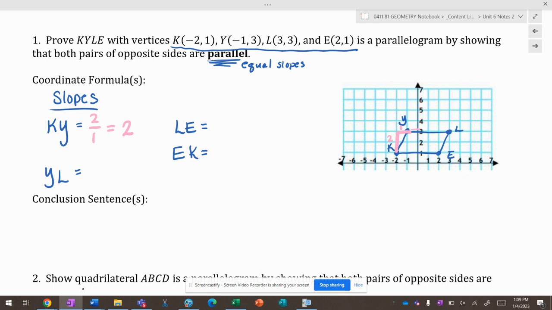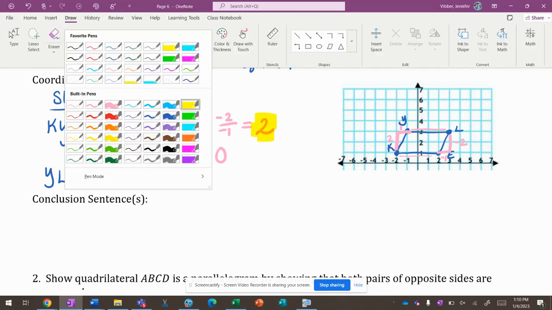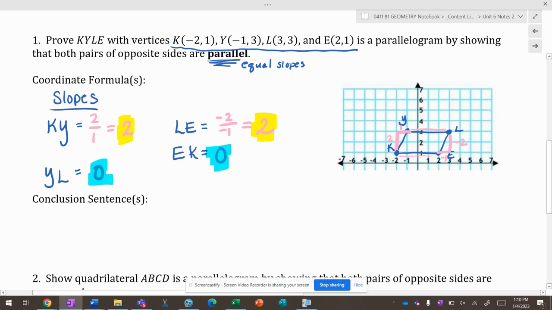Then YL. Well, YL is flat. It's horizontal. A horizontal line has a slope of 0. And then LE. Well, if I draw in my rise and my run for LE, I'm going down 2, left 1. And negative 2 divided by negative 1 is 2 again. And then last but not least, EK is another horizontal segment, so that has a slope of 0. And what you should be noticing is I have 2 slopes of 2 and 2 slopes of 0. So those are equal slopes, making those sides parallel.